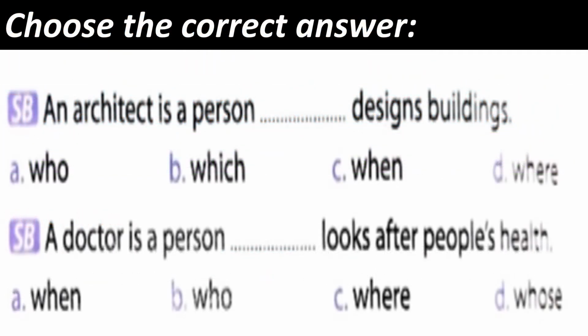Choose the correct answer. An architect is a person designs buildings. Who, which, when, or where? An architect is a person who designs buildings. A doctor is a person looks after people's health. When, who, where, or whose? A doctor is a person who looks after people's health.